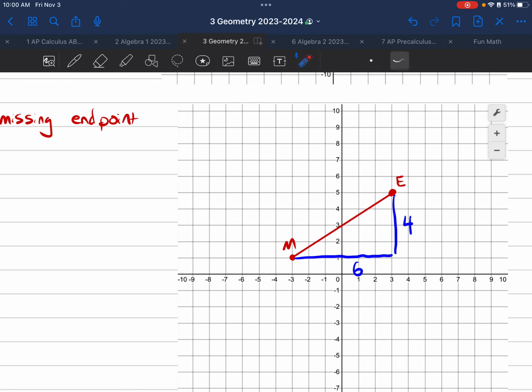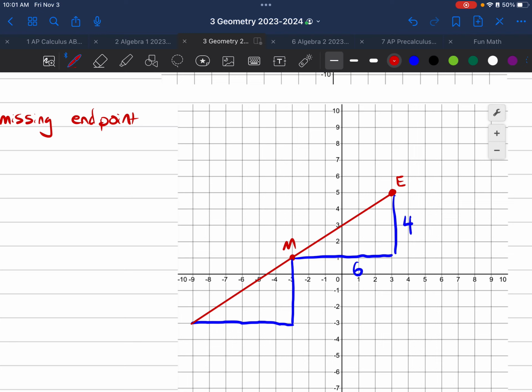So all you have to do is copy this same triangle down, and that will make sure that we have the same slope. So if I copy this same triangle down, I want to go down 4. So 1, 2, 3, 4, and I'm going to go left 6. 1, 2, 3, 4, 5, 6. And then I'm going to go ahead and connect that with my red straight line.